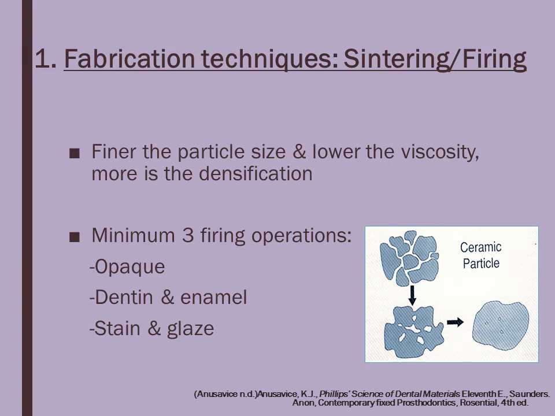Now, the finer the particle size and lower the viscosity, more is the densification. Minimum 3 firing operations. So the furnace has three different operations. First, we get the opaque layer initially, then the dentine and enamel layer, and then the stain and glazing. So these are basically firing cycles which we carry out, and the temperature and the time varies, and according to that we get our three layers.